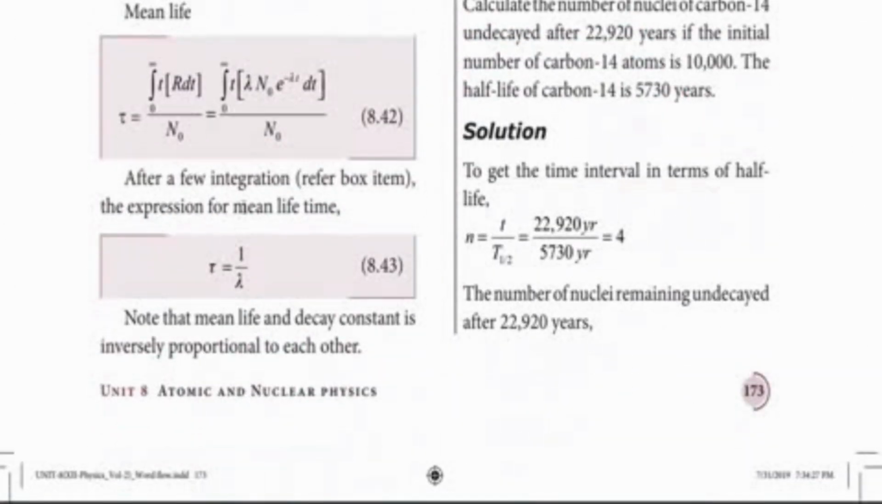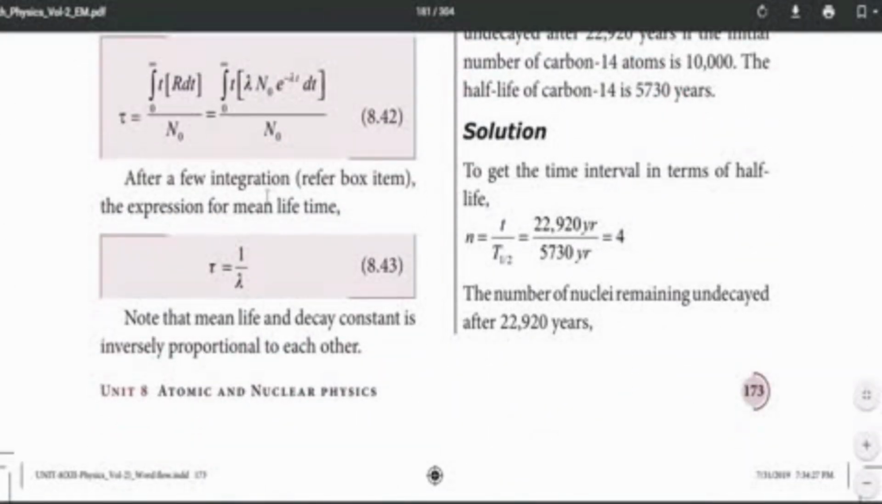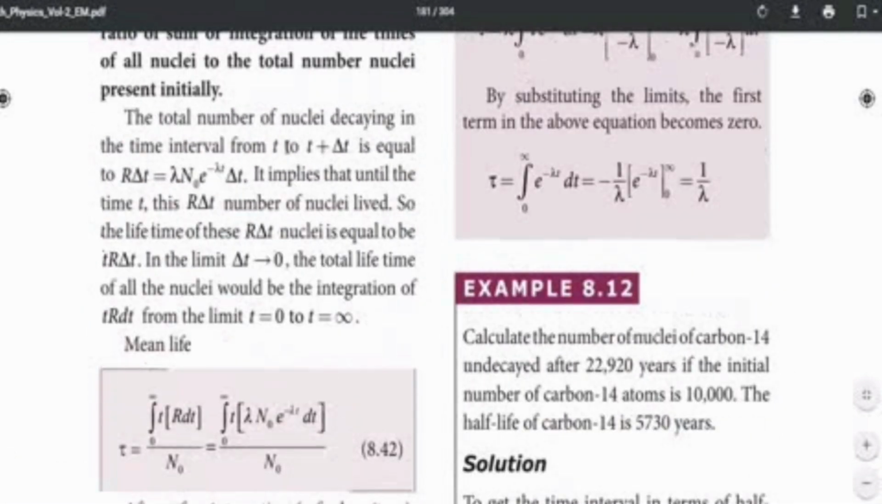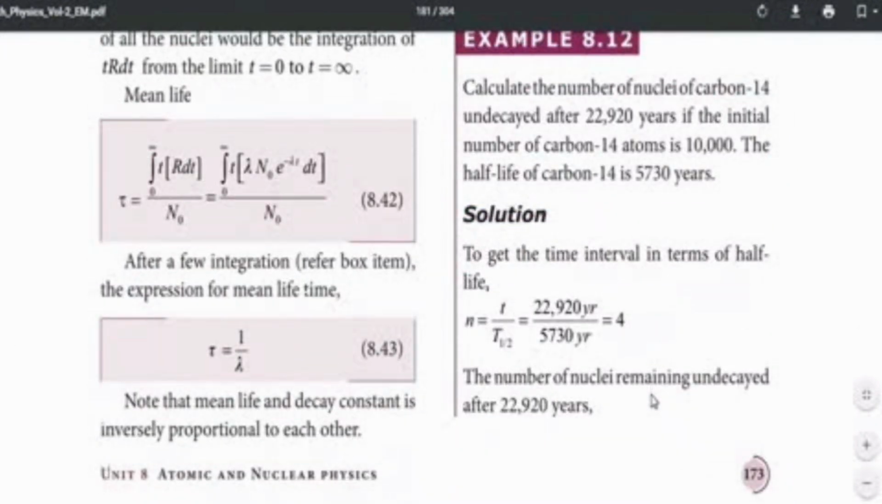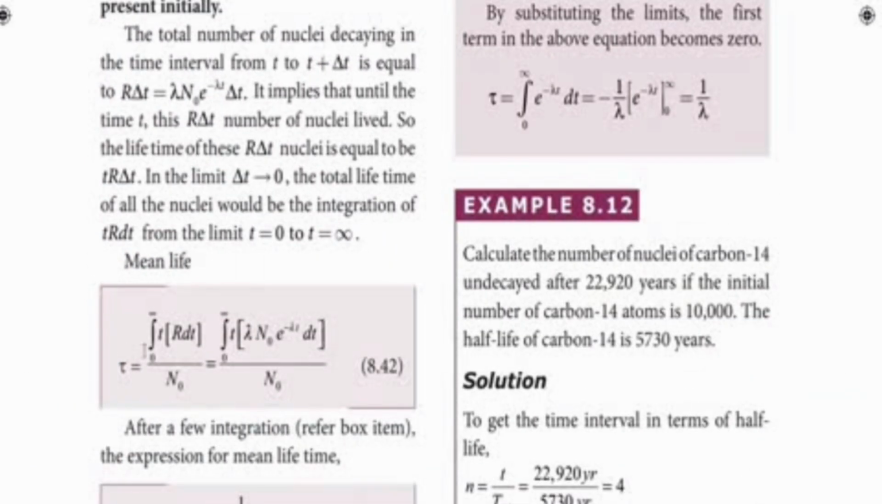So substituting that value, you will get this equation. On simplifying, you will get this equation. These two equations are enough for us because the simplification is given here, but that is not for the exam. If you need, you can use it. See the relation, that is very important: tau equal to 1 by lambda.